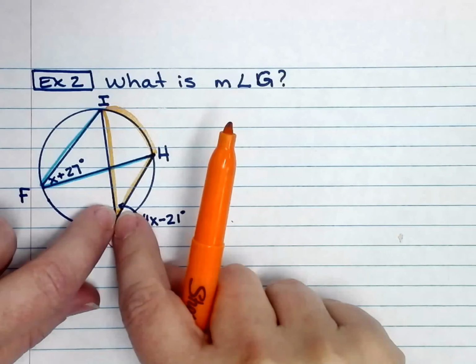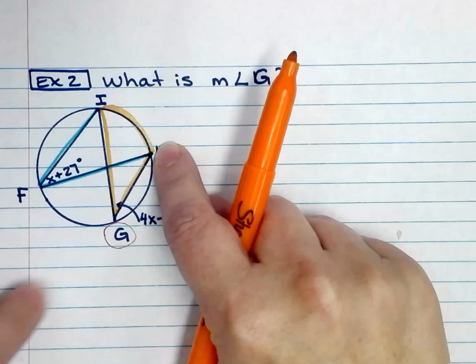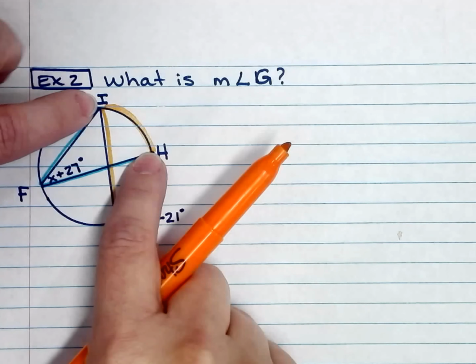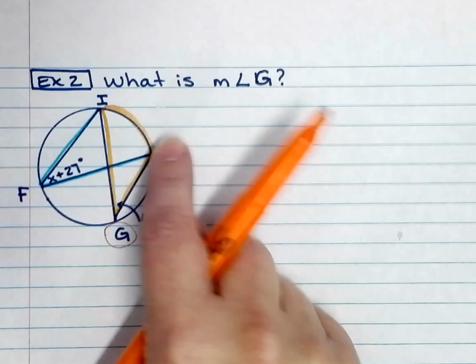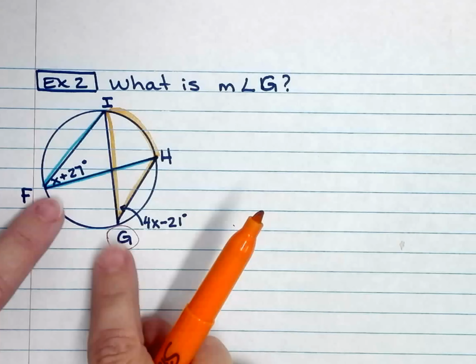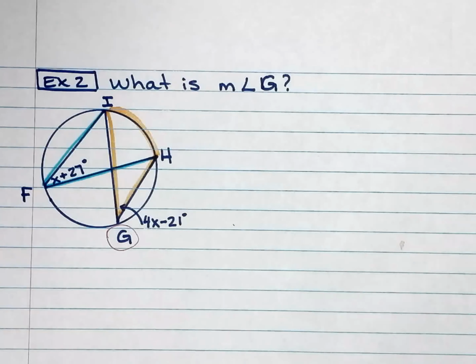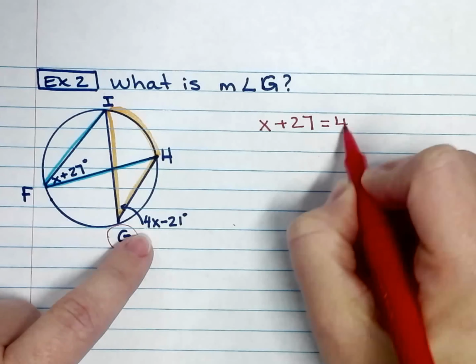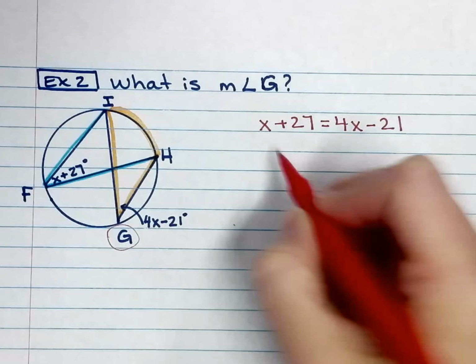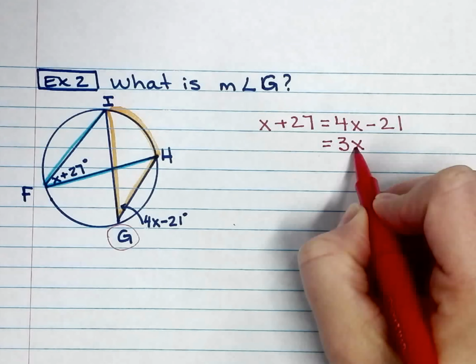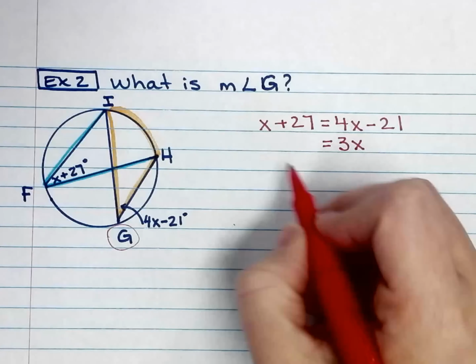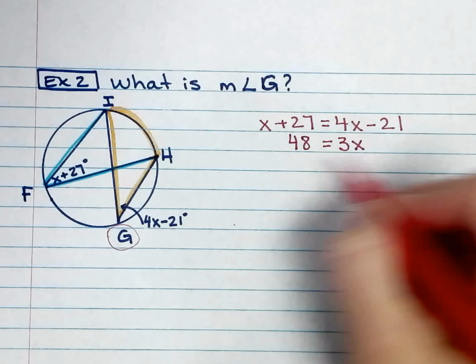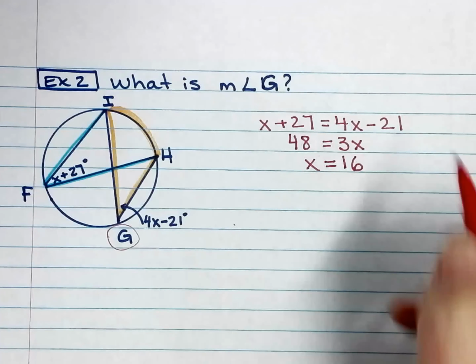Okay? If this angle intersects arc HI, and this angle also intersects the same arc, we can conclude that both angles are congruent. So after you know this, it's easy because we can just set them equal to one another and solve. X plus 27 equals 4x minus 21. Minus x on both sides, I get 3x, plus 21 on both sides, I get 48. Divide by 3, x is 16.